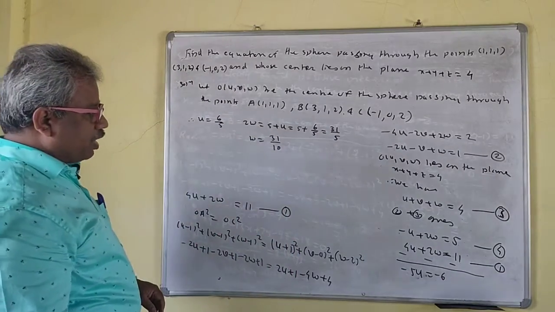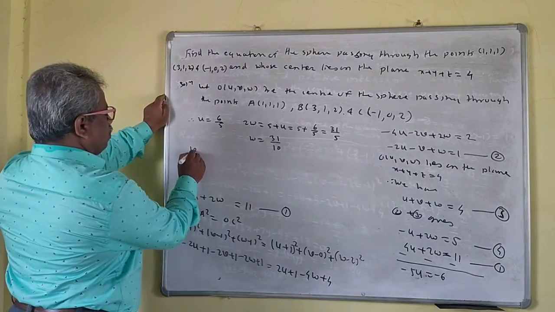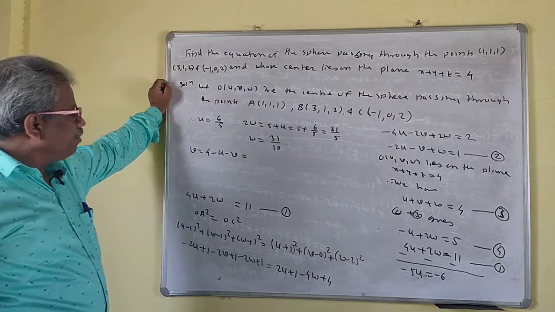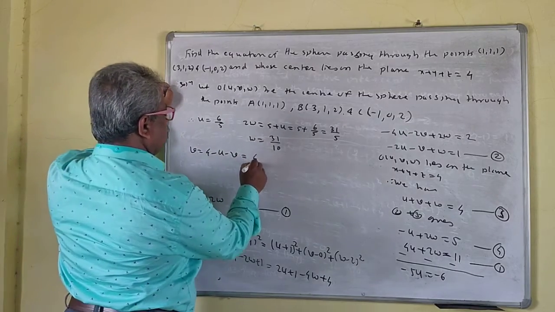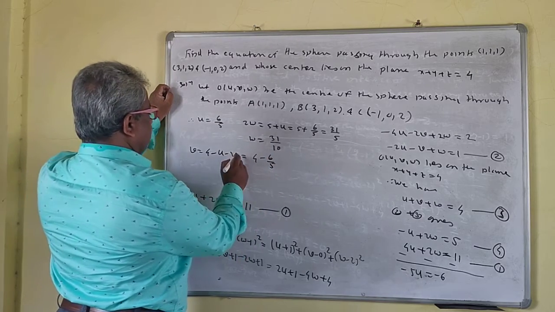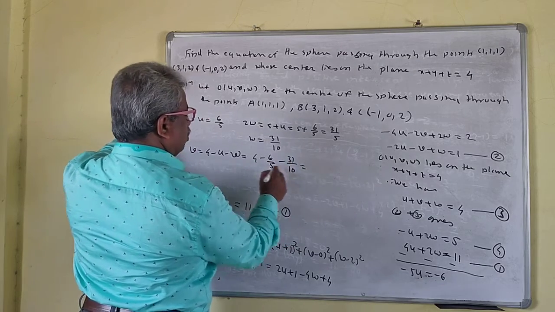Okay. Now you have to find the value of V now. So this is a simple one. Okay. So V is equal to what? 4 minus U minus W. This is simple. Okay. So 4 minus 6 by 5, your U is 6 by 5, minus W now. Okay. So minus 31 by 10. So this is what?